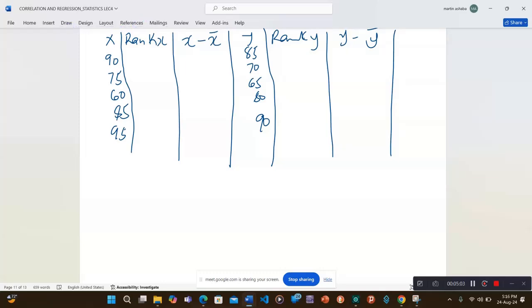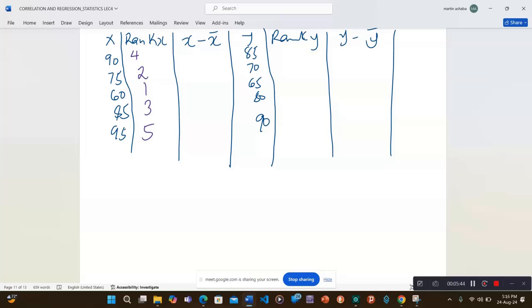When you look at the values here, which one is the smallest? The smallest is 60, so I will give it 1. The next one is 75, so I give it 2. The next one is 85, which is 3. The next one is 90, which is 4, and then 5.